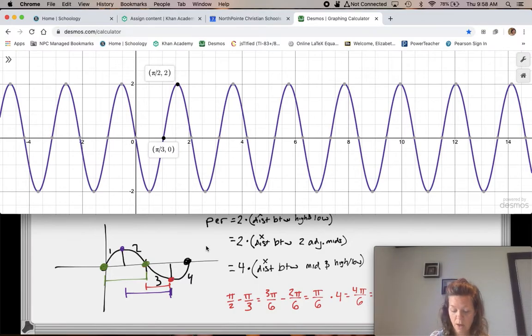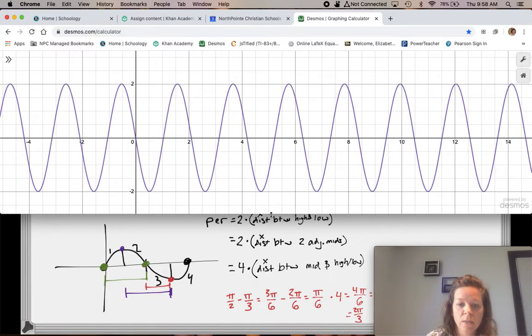Oops, that just fell off the screen there. 2 pi. Well, not off the screen, but it fell behind me. Okay, 2 pi over 3. Okay, so that is how we could find them from a graph. How can we find them from an equation?